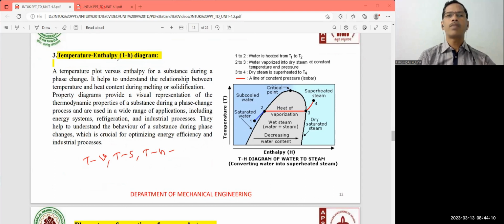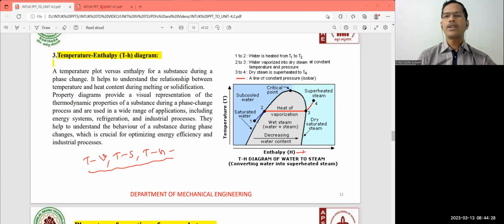When I talk about the temperature versus this one, immediately the student has to get what the planes are. So here also you can find the three things, that is temperature versus volume, temperature versus entropy, temperature versus heat, that is enthalpy, temperature versus enthalpy.